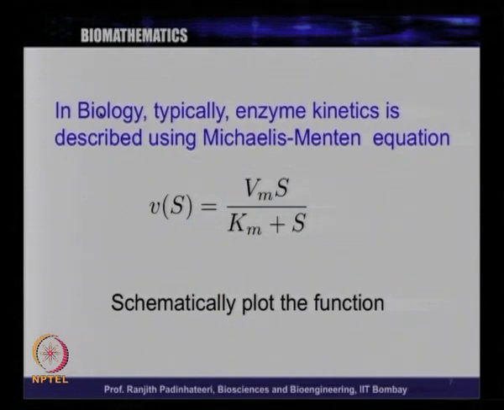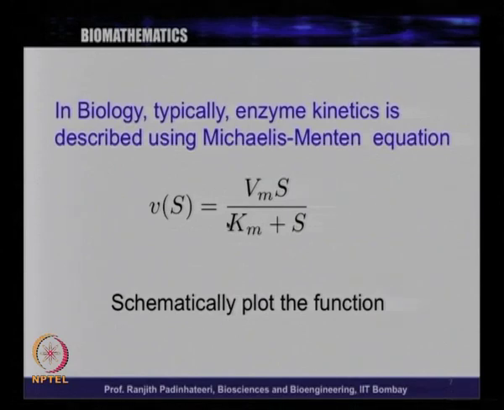So, the question is the following: in biology, typically enzyme kinetics is described using the Michaelis-Menten equation. It is this kind of an equation. Most of you have seen the Michaelis-Menten equation, which is V of s equals Vm s by Km plus s. This is basically the enzyme kinetics speed, the velocity, and s is related to the substrate, and Vm is the maximum speed, and so on and so forth.